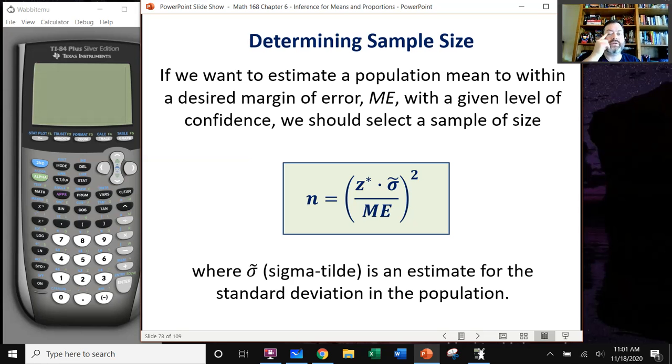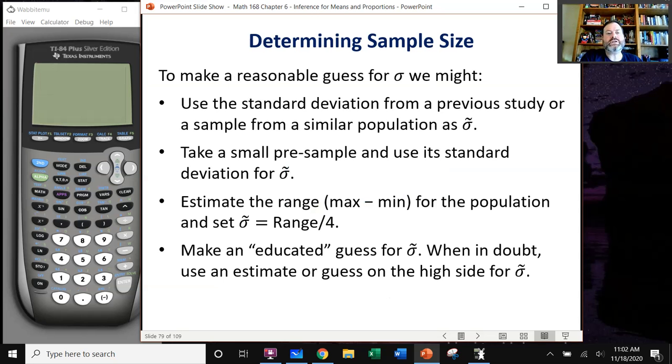Z star depends on the confidence level. Margin of error depends on the practical significance. But sigma tilde is some sort of estimate for the variability in the population. And that's tough to come up with off the top of your head. So when we make a reasonable guess for sigma, there's 4 things we can do. We're really only going to do one of these, but in the real world, there's 4 things you can do.